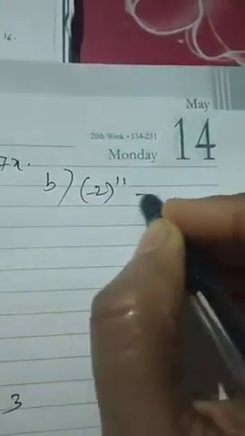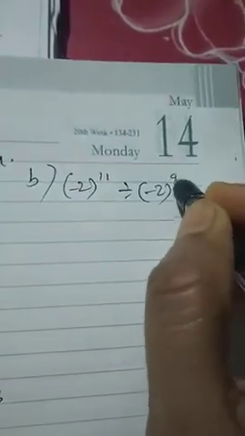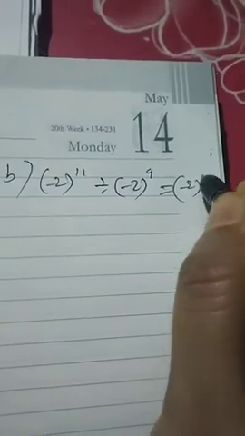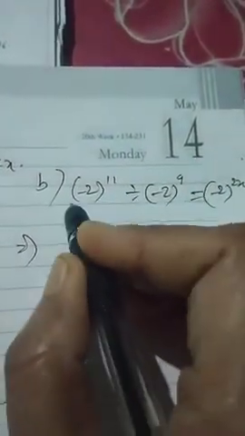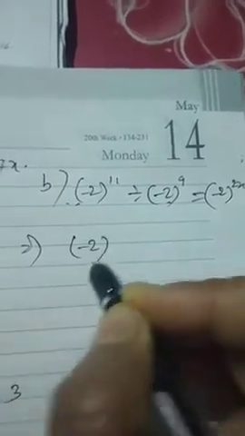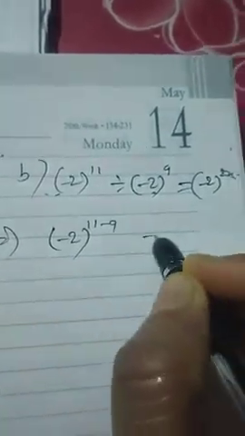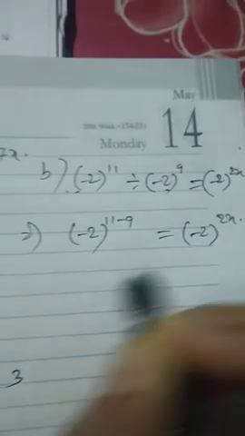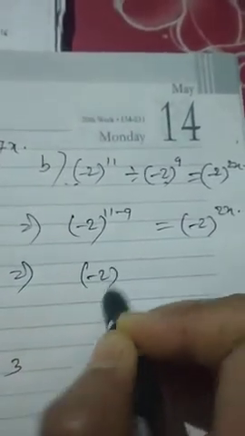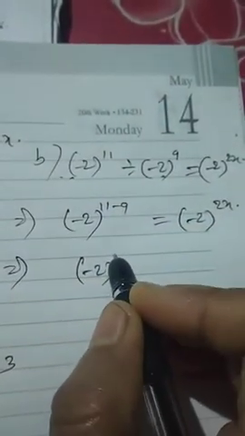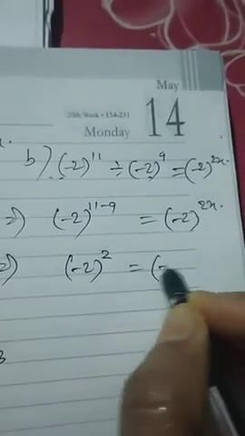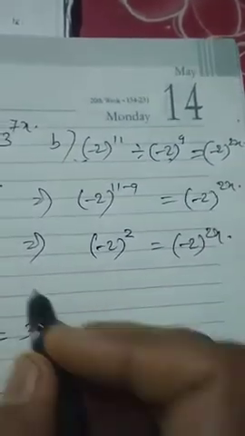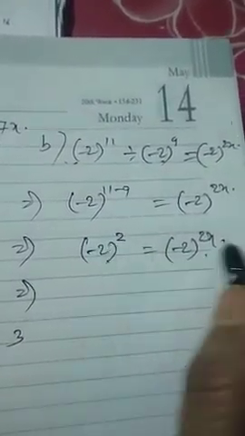Similarly, B number. Minus 2 to the power 11 divided by minus 2 to the power 9 is equal to minus 2 to the power 2x. You have to find out the value of x. So you can see the bases are the same. Whenever the base is the same, we subtract the powers. Now minus 2 to the power 11 minus 9, 2. Now the base is the same, we can equate the powers.